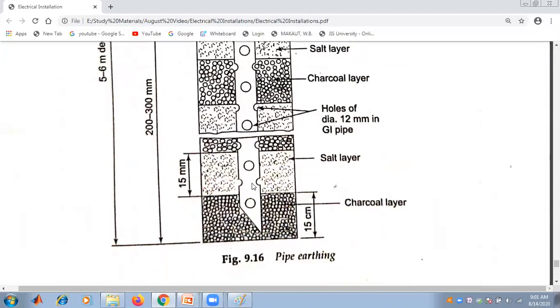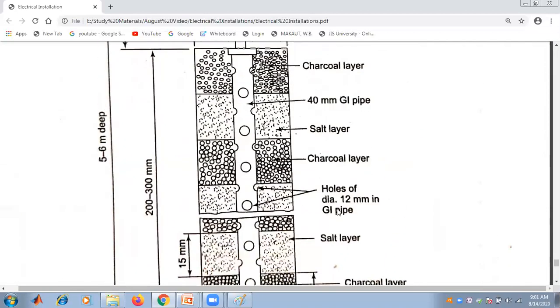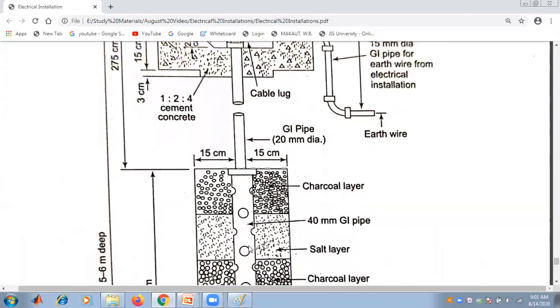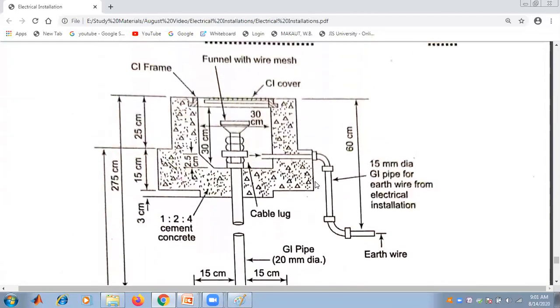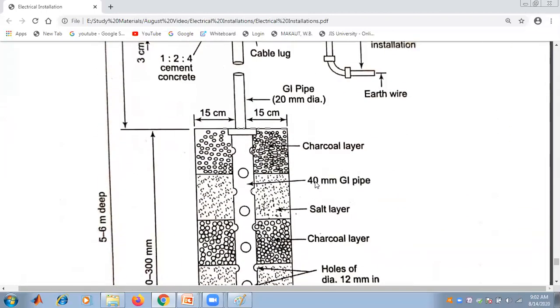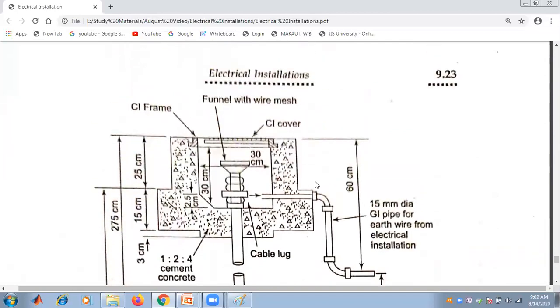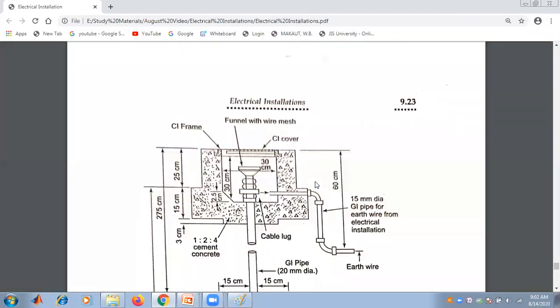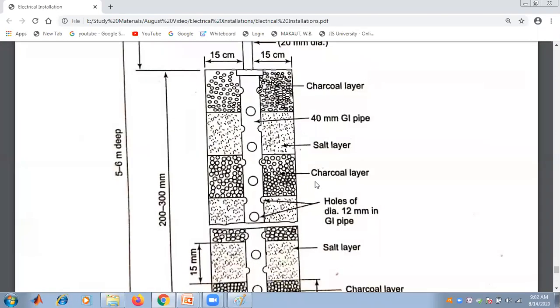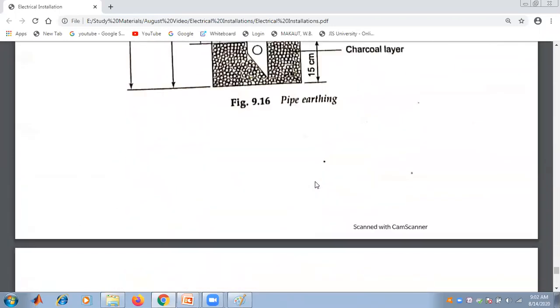Another is the holes of diameter 12 millimeter in the GI pipe, the holes that we have seen in a GI pipe. And these are the total dimensions given for a pipe earthing. This is the general conception of pipe earthing.